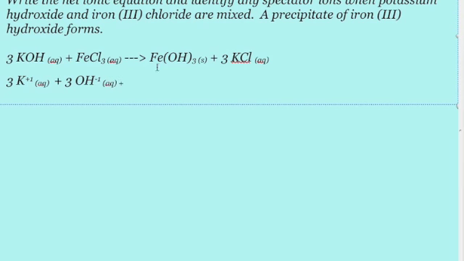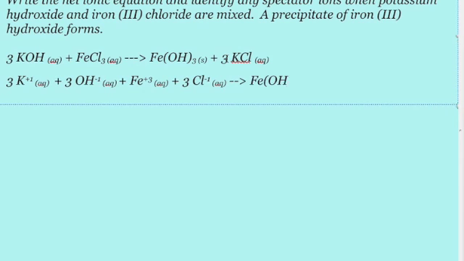The iron chloride is also aqueous, so that breaks apart. So we have an iron that's plus 3, and then there's Cl3. When that becomes ionized, it becomes 3 Cl minus 1. So they break apart, and it's aqueous. On the other side here, the iron hydroxide does not break apart.